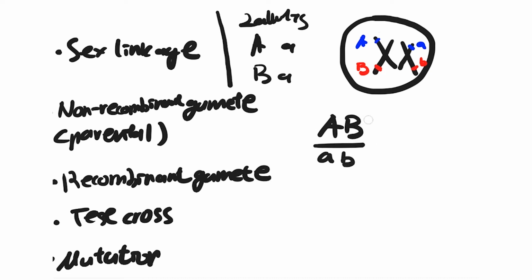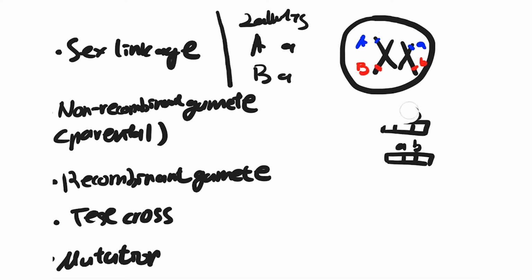what this means is that big A and big B are going to be on one chromosome, and small a and small b are going to be on the same chromosome number but another chromosome, like this. So let's take a look at what happens in meiosis first.